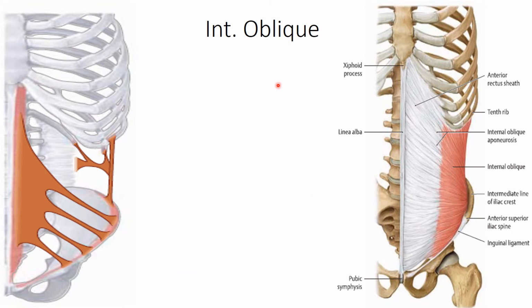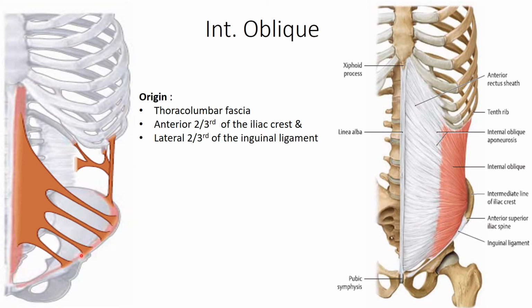Now after removal of this external oblique, the next layer which is visualized is the internal oblique, and it is much thinner and less bulky than that of the external oblique, and it arises from three sources: from this posterior layer of the thoracolumbar fascia, next in continuity from the anterior two-thirds of the intermediate lip of the iliac crest up to the anterior superior iliac spine, and from the lateral two-thirds of the upper grooved surface of the inguinal ligament.